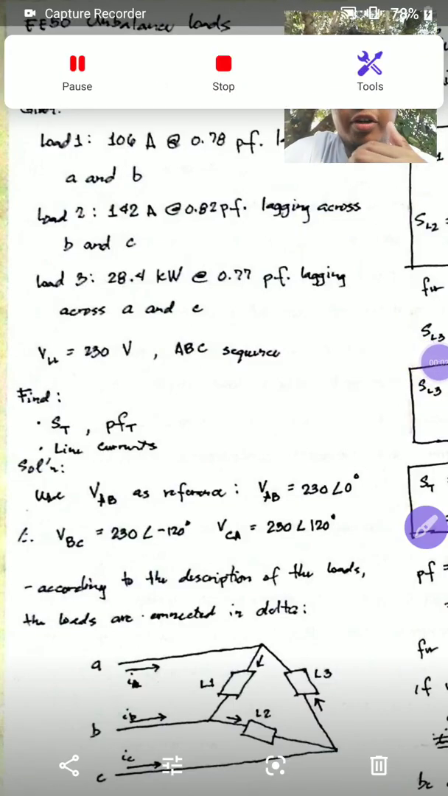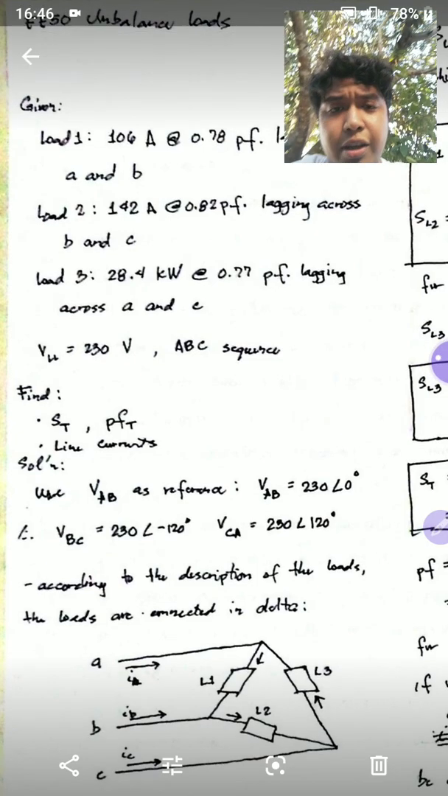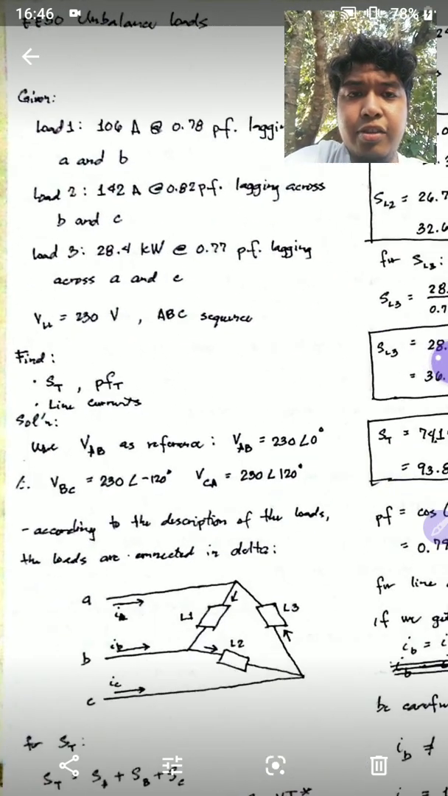Hello. I've worked out an example for unbalanced loads. This example is in your slide, so just visit it.